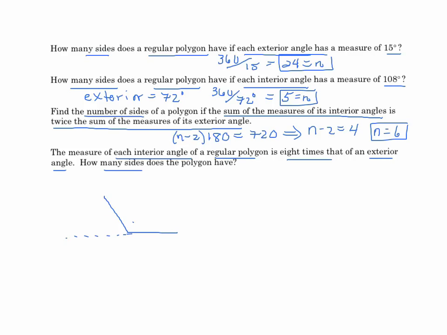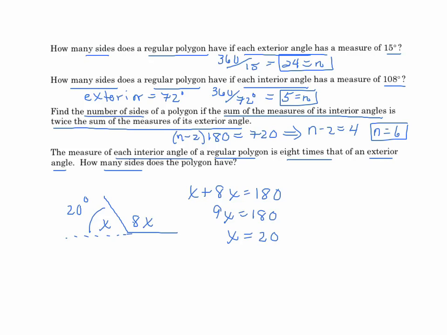So I'm going to call the exterior angle x, and that makes the interior angle 8x, because it's 8 times as big. And I know that their sum has to equal 180 because they're a linear pair. So I'm going to set up that equation. x plus 8x equals 180. And that means that 9x equals 180, so x equals 20. And that is the measure then of this exterior angle. But that's not the answer they're looking for.